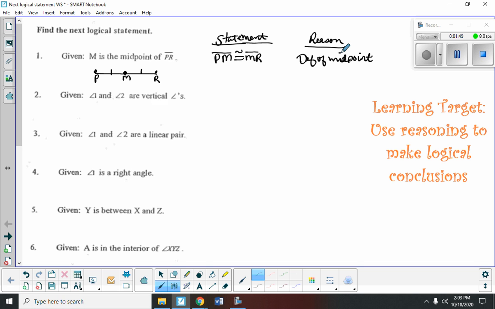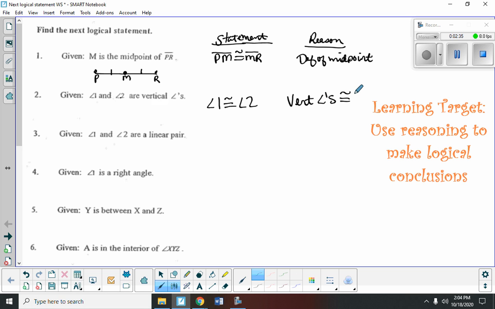All right, let's look at the next one. It says angle 1 and angle 2 are vertical angles. So if you go to your pink sheet, go under angles and look for vertical angles. What is the definition of vertical angles? Well, we have the vertical angles congruence theorem that says vertical angles are congruent. So if angle 1 and angle 2 are vertical, what do you know? The next logical statement would be angle 1 is congruent to angle 2. And that is the vertical angles theorem. So vertical angles congruent theorem.